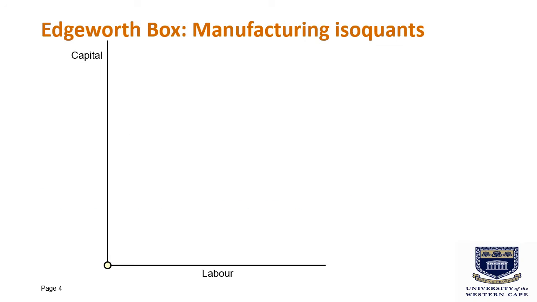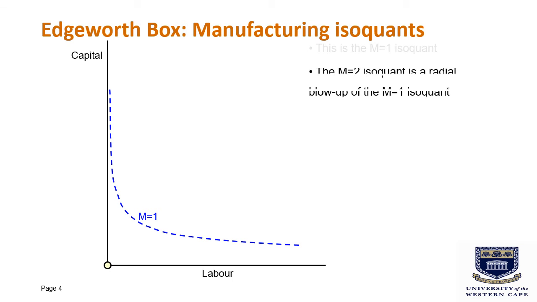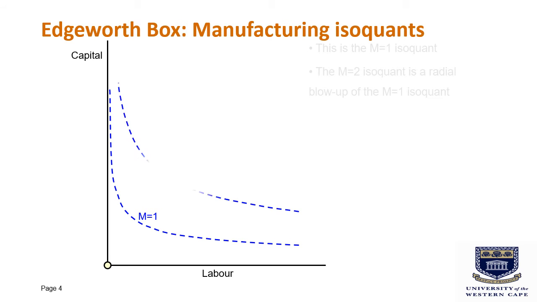So we're going to start our Edgeworth box by showing the family of isoquants that would represent the manufacturing sector. Initially, when we started our work in the previous chapters, we had an isoquant of M equal to 1. That's the standard one that we see appearing here. Then if we increase the isoquant value from M equals 1 to M equals 2, we're going to have a rightward shift of the isoquant. Similarly, the same thing will occur when M is equal to 3, a rightward shift.